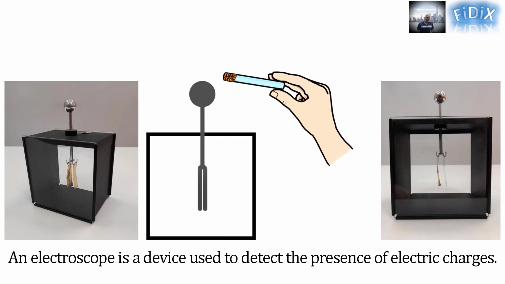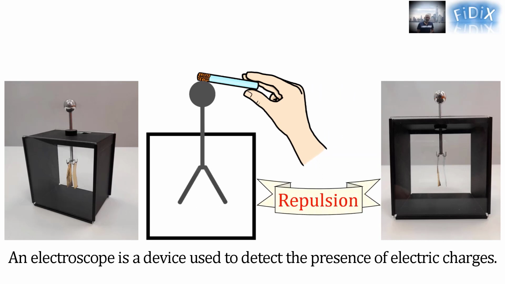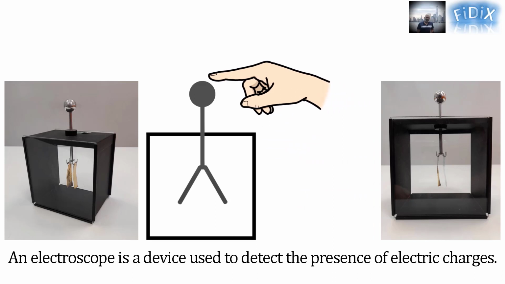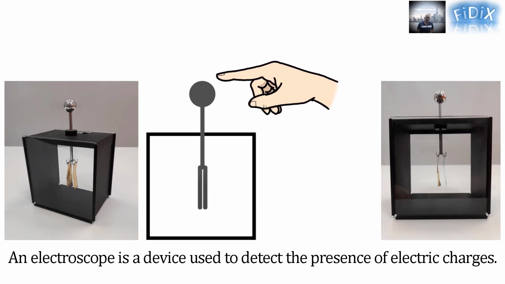We can repeat the same experiment with a glass rod instead of the ebonite rod. The leaves of the electroscope also spread apart. Again, if we touch the ball of the electroscope afterward, the leaves of the electroscope collapse.